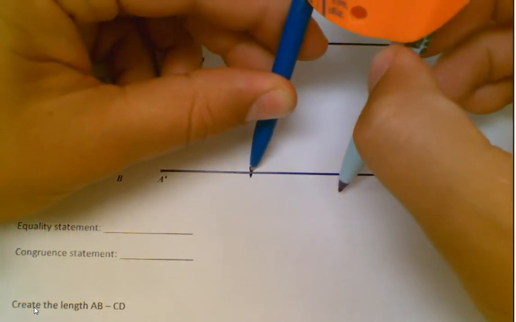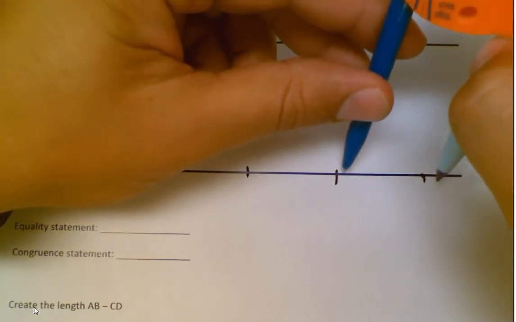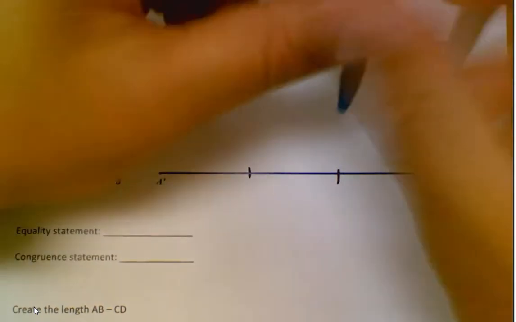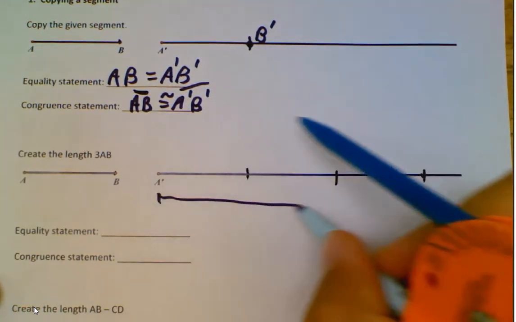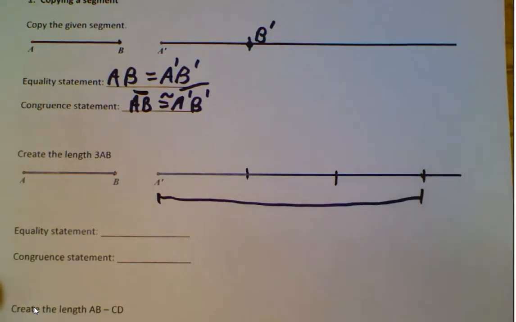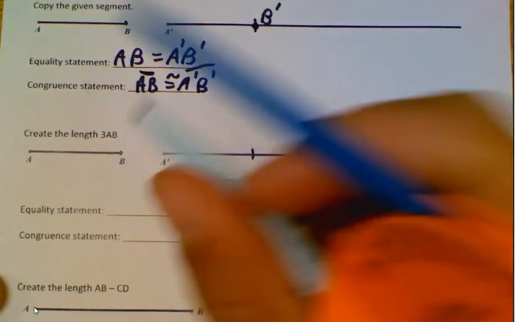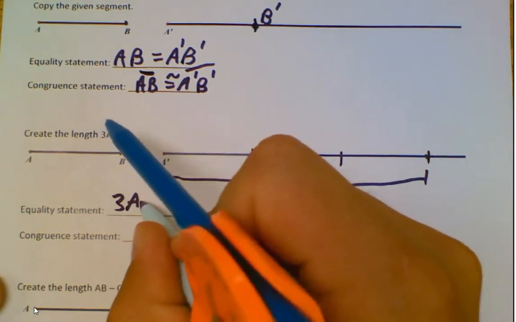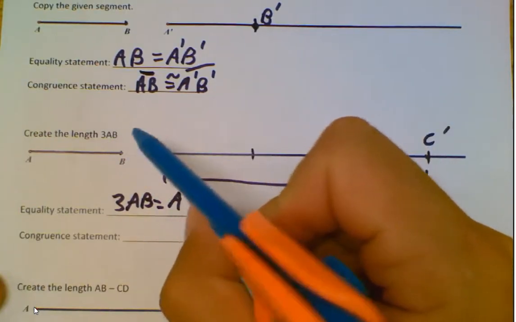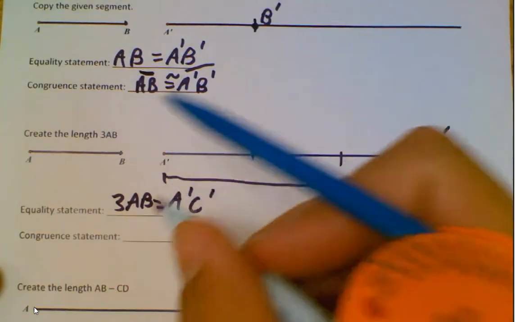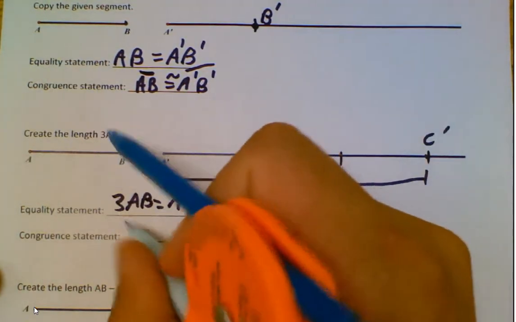So we're actually going to just copy 3 of the segment lengths on there. So 1, 2, 3. Okay, try to hold the pencil close. There you go. And to show what my segment is, it's this entire length. So I'm just going to make that little mark to show that this whole segment here is the segment. Okay, equality statement. We'll say that 3 times the segment AB equals, let's call it C prime, equals the length of A prime C prime. Okay, congruent statement. That one, because these segments aren't actually congruent, we're going to skip that.